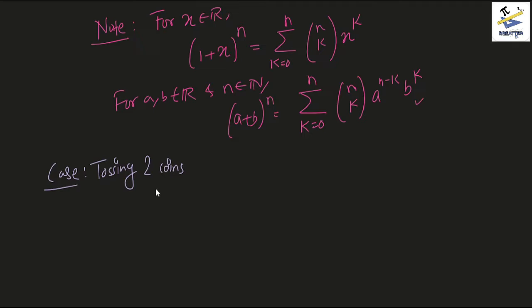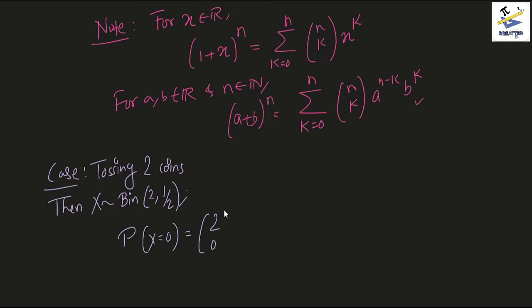So tossing 2 coins, right? Then the random variable x follows a binomial distribution with 2 trials and probability 1 by 2, right? So what will be the PMF? The PMF can be modeled easily. X equals 0 should be 2C0 into (1 by 2) whole to the power 0 into (1 by 2) whole to the power 2 minus 0, which basically gives you 1 by 2 squared, which is 1 by 4, right?